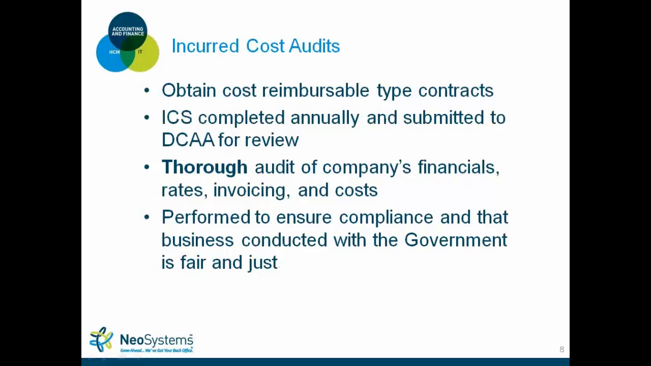The next audit that we'll get into is the incurred cost audit. Once you've obtained cost plus fixed fee type work, each year you need to submit your books or your financials to DCAA, and usually it's 6 months after your year end. So if you're on a fiscal year, it's 6 months after, and if you're on a calendar year, it's basically due by June 30th.